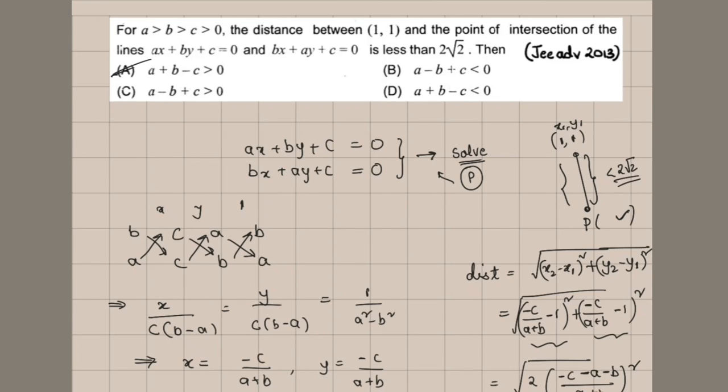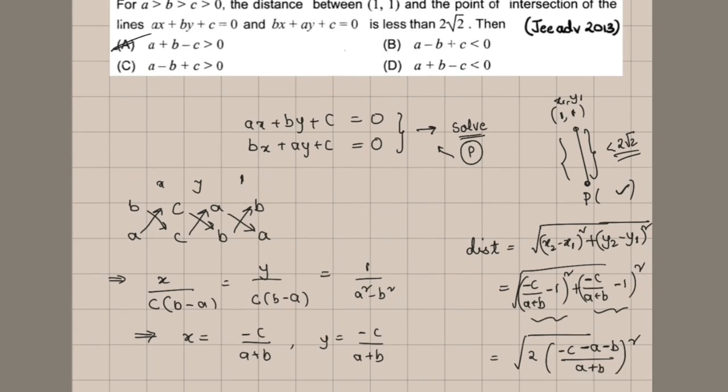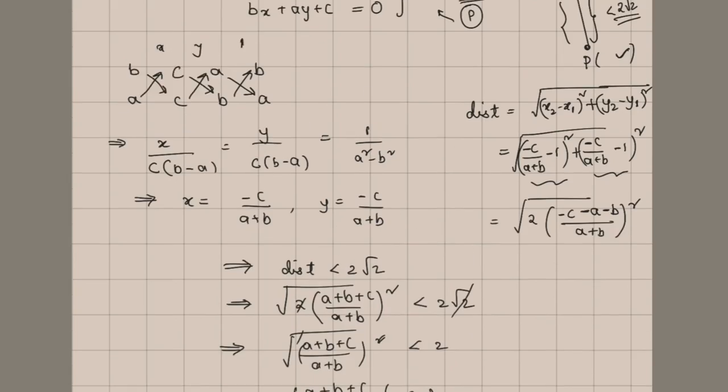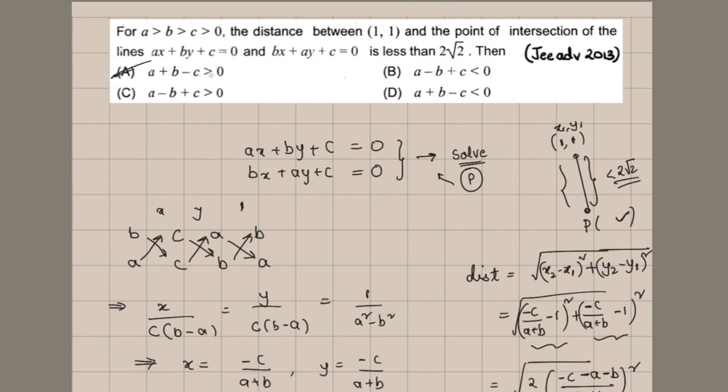The question is clear. We need to find the intersection of these two equations, and we need to find the distance between (1, 1) and the intersection of these two, and you got a condition which is less than 2 root 2. If you solve that, you got a plus b minus c should be greater than 0.